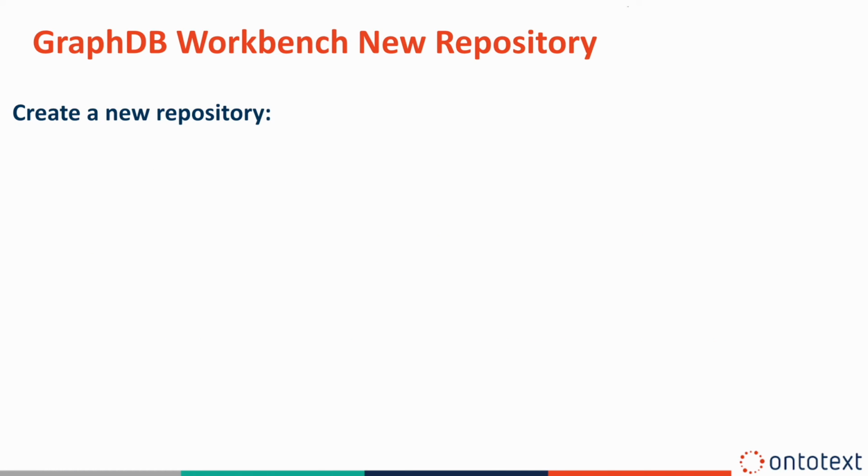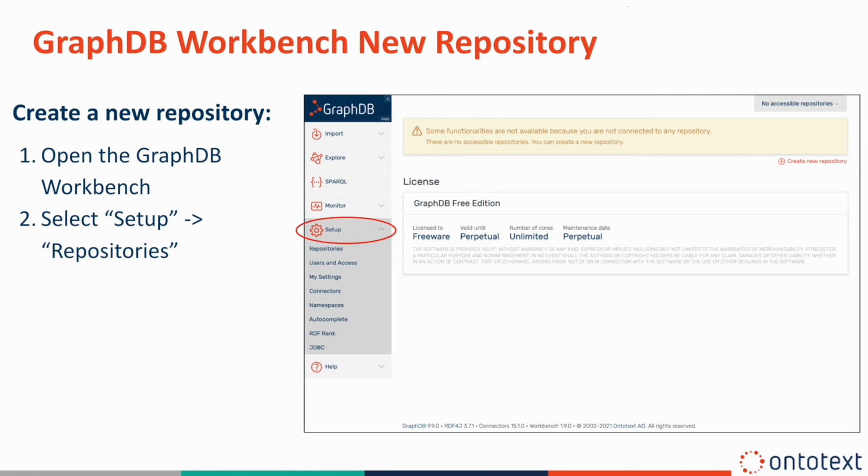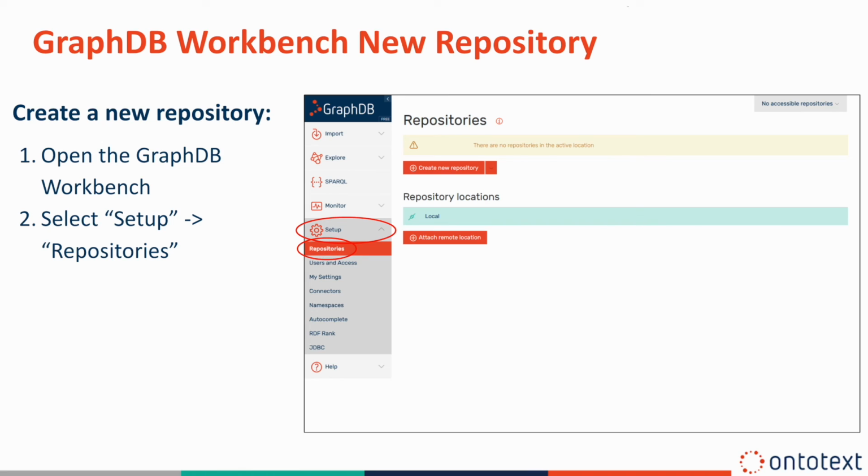For the next step in the installation process, we want to create a new repository. Open the GraphDB Workbench. Once the Workbench is ready, select Setup from the tabs on the left of the screen, followed by a click on the Repositories button. Now we can start creating the new repository. Select Create new repository.